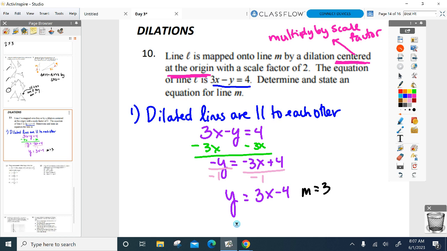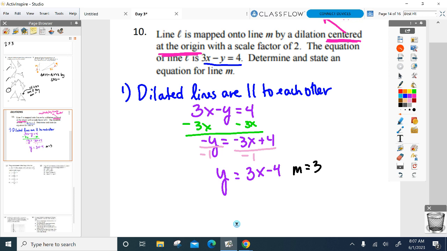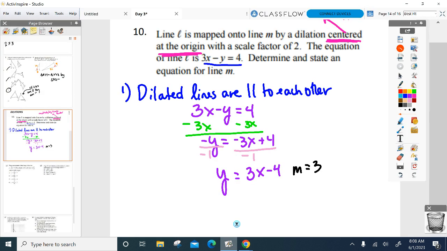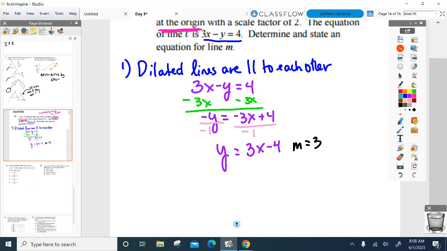If anything is centered at the origin and we're doing a dilation, you can multiply by the scale factor. Watch. What was my y-intercept on the original line, L? We know what the slope is. Charlie, what's my y-intercept? -4. So if you want to find the new y-intercept on the dilated line, I can take -4 and multiply it by my scale factor of 2. So there is my new y-intercept. Okay? So if it's centered at the origin, you can multiply by the scale factor.